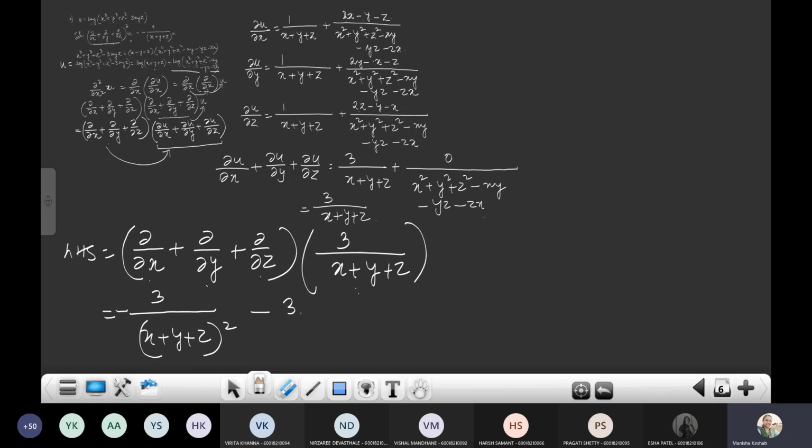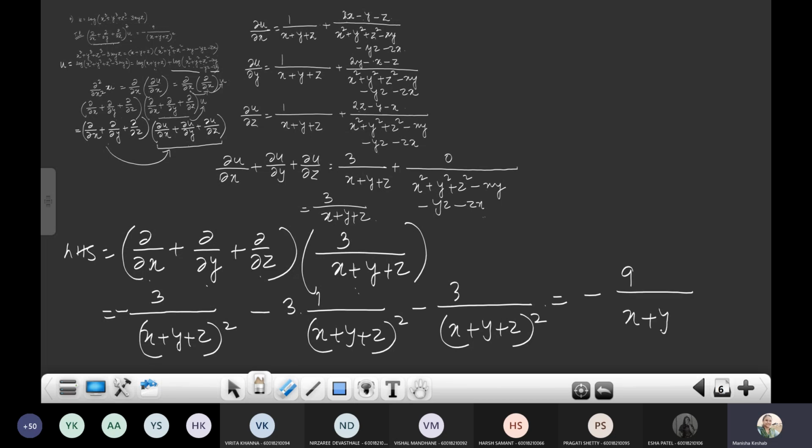Similarly, this you will get 3 is constant, then minus 1 by x plus y plus z whole square into del y of y, that is 1, minus 3 upon x plus y plus z whole square, then del z of z, that is 1. So which is equal to minus 9 by x plus y plus z whole square. That is what we wanted to do.